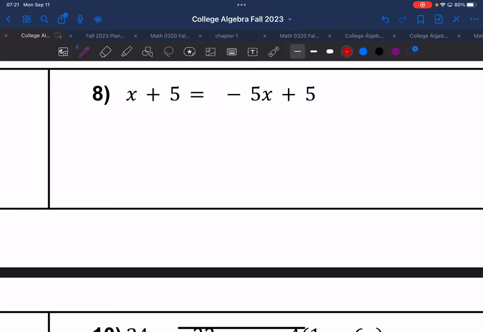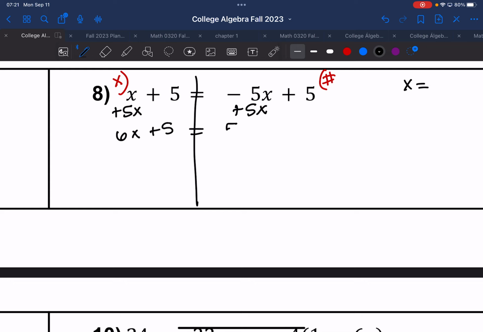I always just have my variables go to the left and my numbers go to the right, because when we write our problem, we always write x equals. Okay? So if I was moving all of my x's to the left, what would I have to do first? Add 5x. So I get 6x plus 5 is equal to 5. I just brought down those numbers. Now I have my x's to the left.